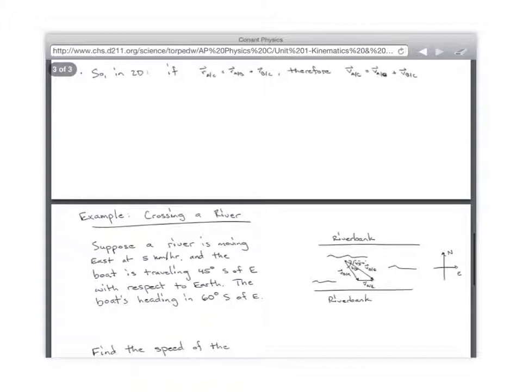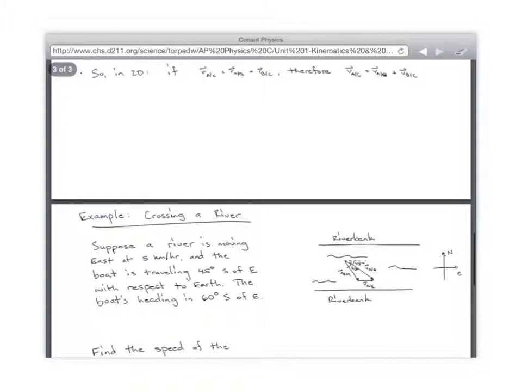Okay, which leaves one more vector. We did river with respect to the Earth and boat with respect to Earth. What's left? No, we already did the resultants. So we need river with respect to Earth. No, we just did that one. Boat with respect to river, which is whatever the remaining was, 60 degrees south of east.